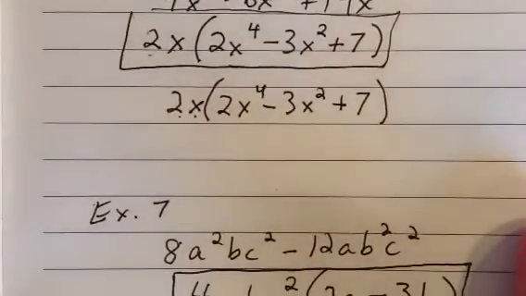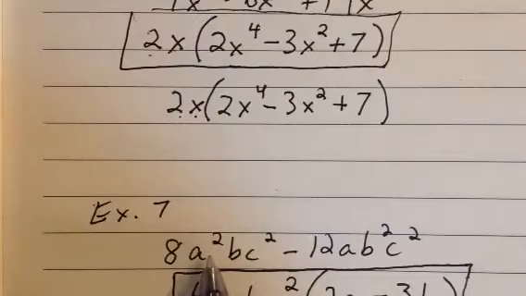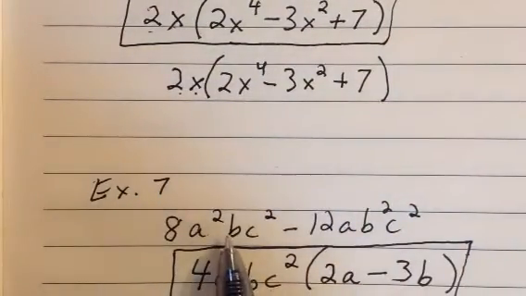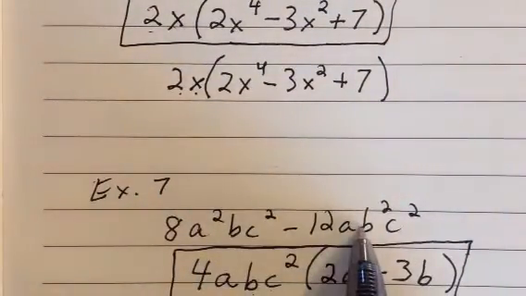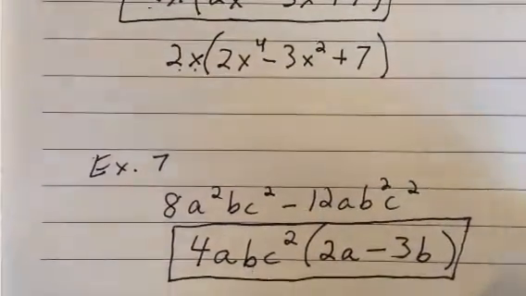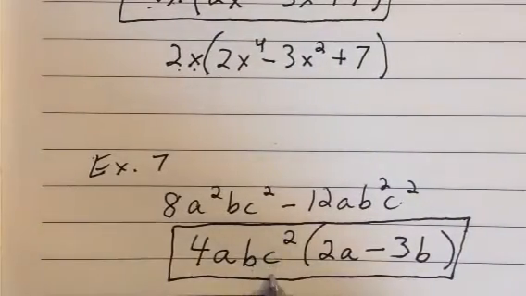Right, here's one where you have several variables. Between 8 and 12 it's 4. Then just go one by one. Between a squared and a, you have a common factor of just a. Between b and b squared, you would take the lower, so you pull out the b. Between c squared and c squared, obviously they have c squared in common.